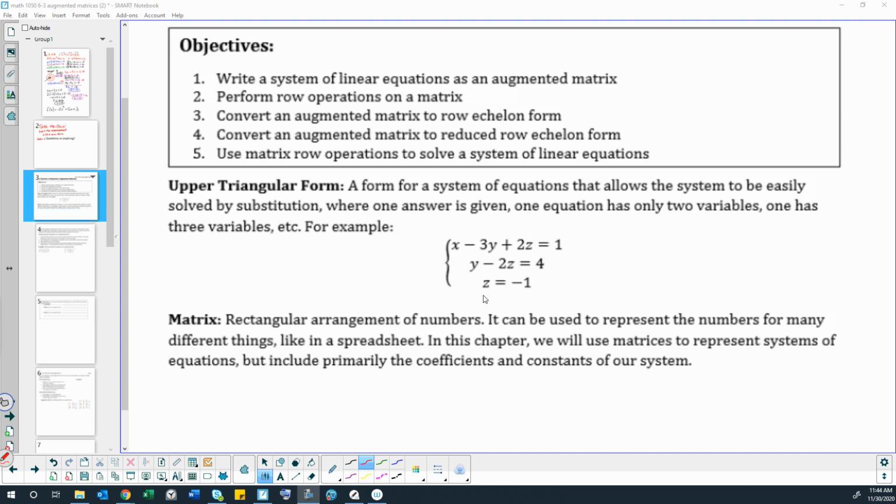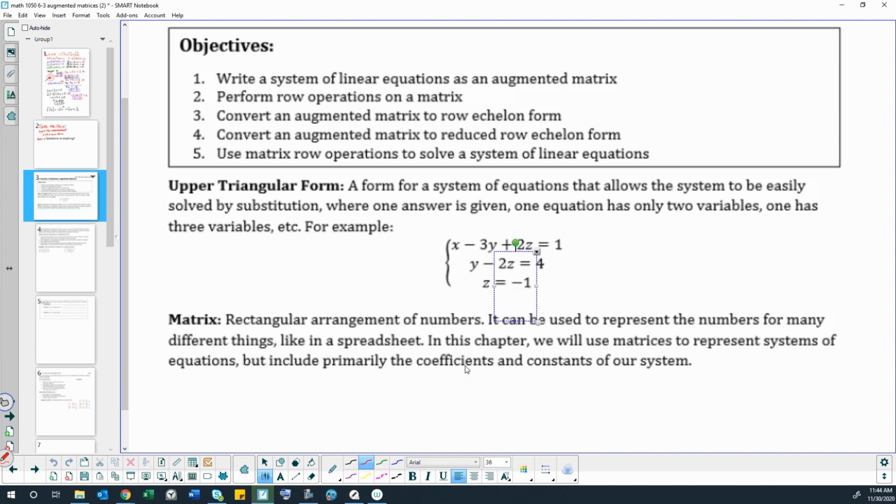So that's why that has that name. And the thing that's really nice about upper triangular form is that you have one of your variables and you can just plug it in. Like you can plug the negative one in here for z to find y, and then you can plug y and z in to find x. So it just falls apart with the substitution method when you've got it in this triangular form. Okay, let's look at an example. I guess I just explained through this, but we can actually write this out if you want.